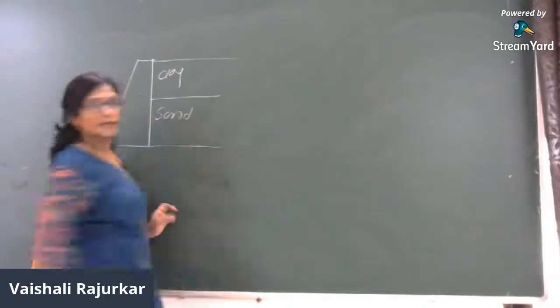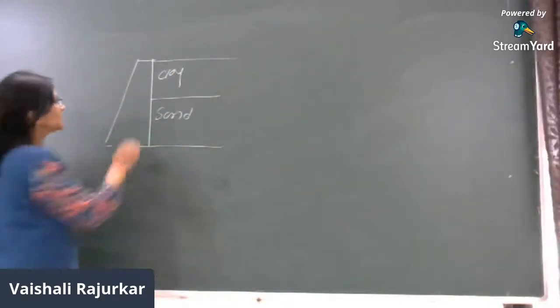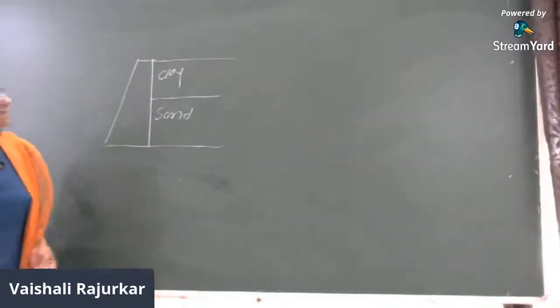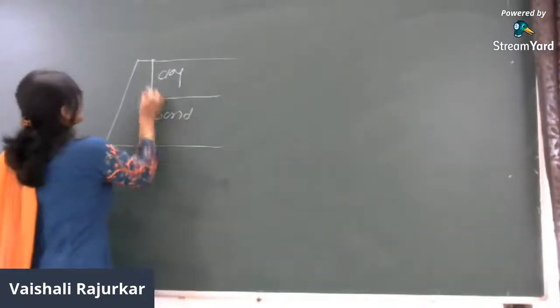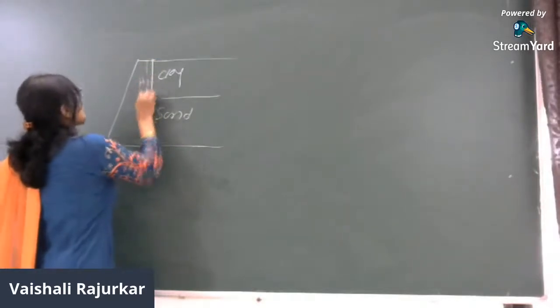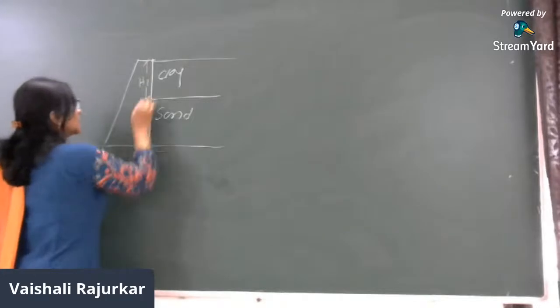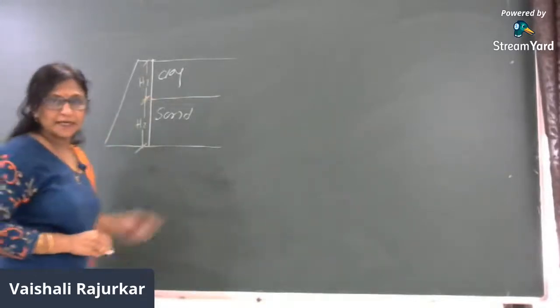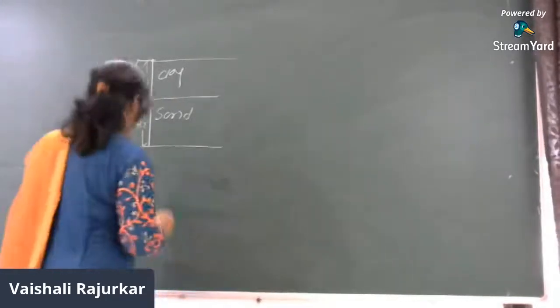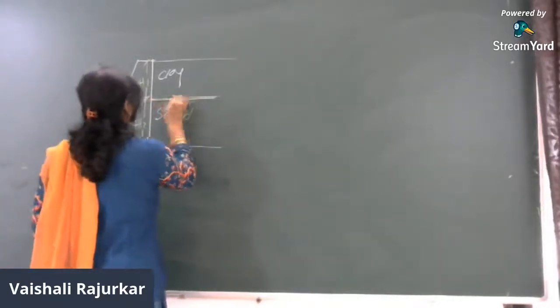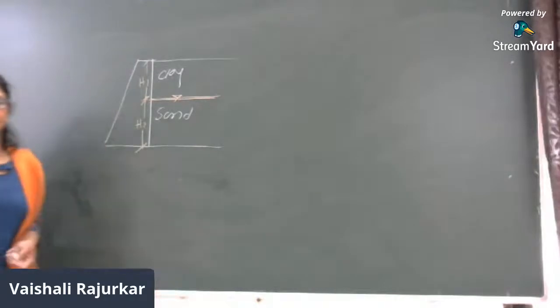Now if this soil is sand and the water table exists somewhere, I consider this as H1, then this is H2, right? This is pure clay and this is pure sand. And in between there is a water table existing.